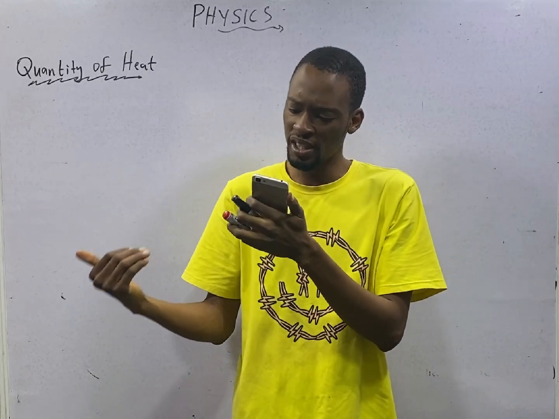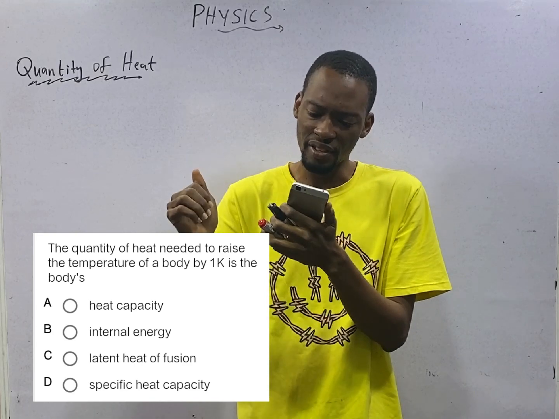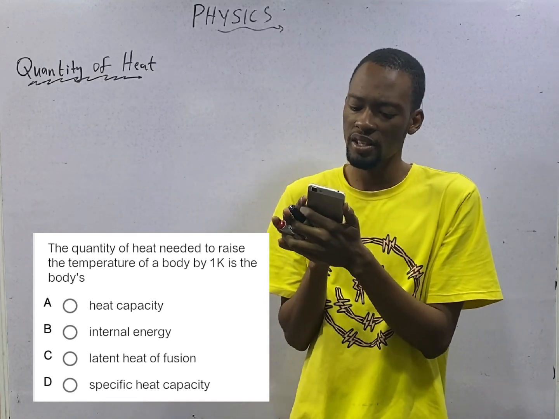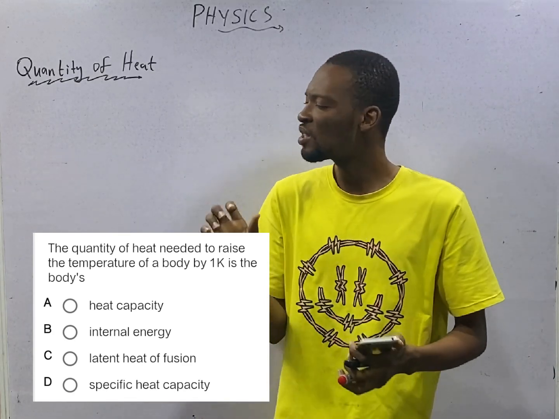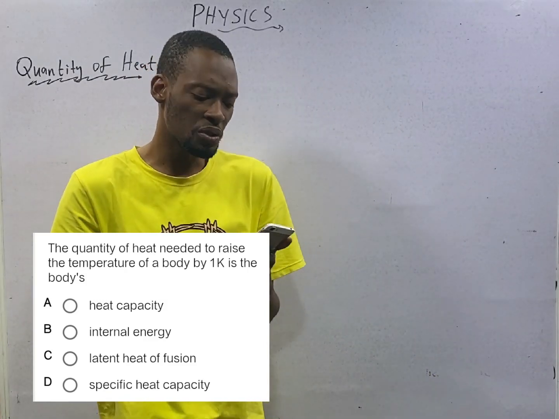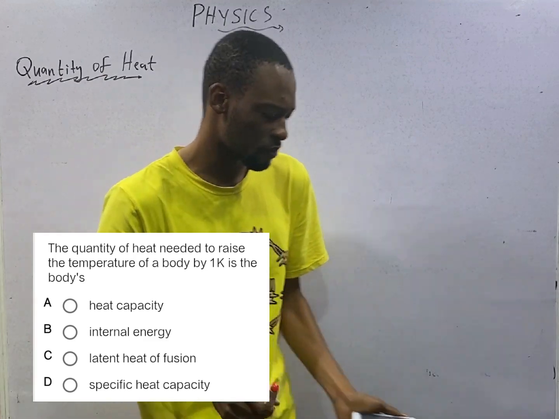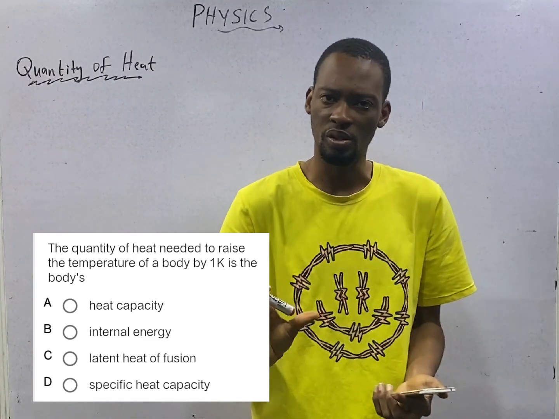The next question: the quantity of heat needed to raise the temperature of a body by 1 Kelvin is the body's heat capacity. They did not mention mass, they only mentioned temperature. So we are dealing with heat capacity, not specific heat capacity. Now let's go to calculations.